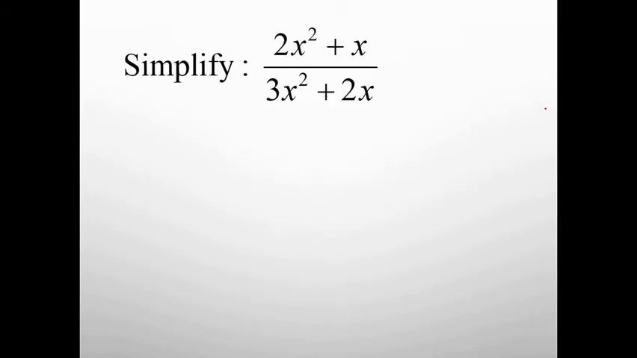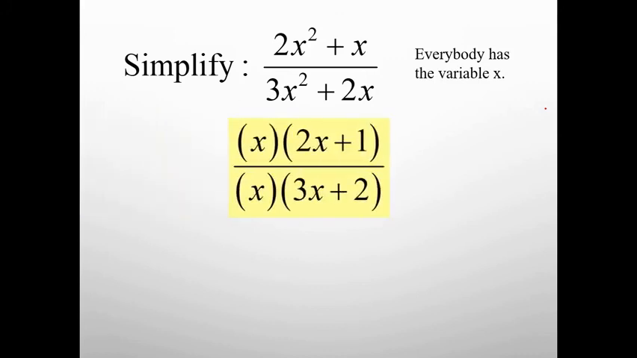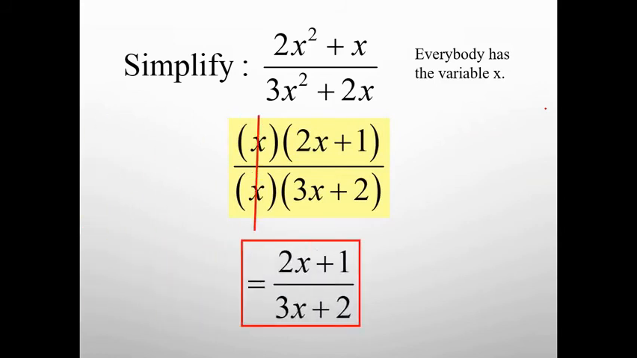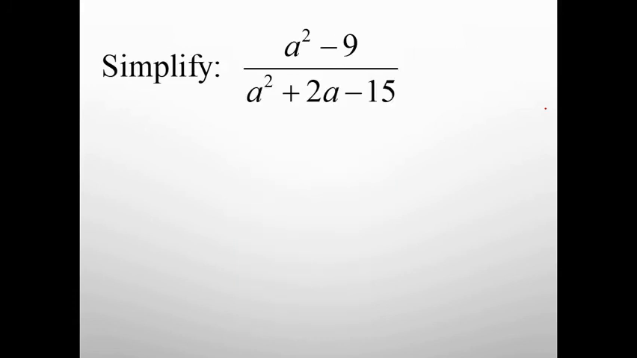All right, let's take a look at this. What do these all have in common? Yeah, everybody has a variable x. So we're going to factor out the x. They're going to cancel, and we'll be left with 2x plus 1 over 3x plus 2.